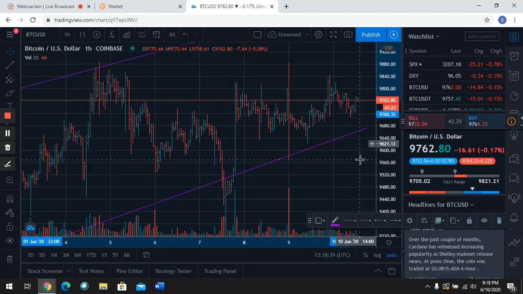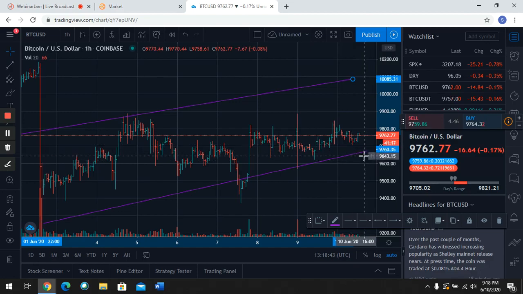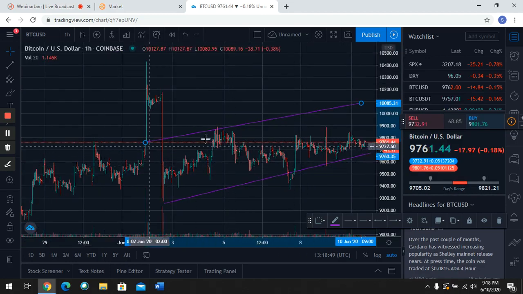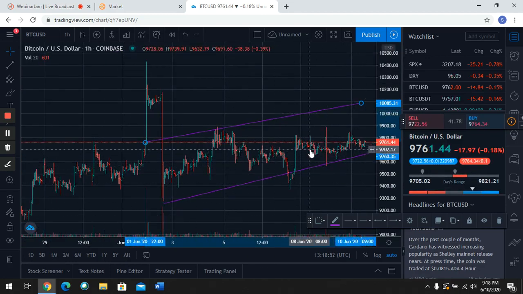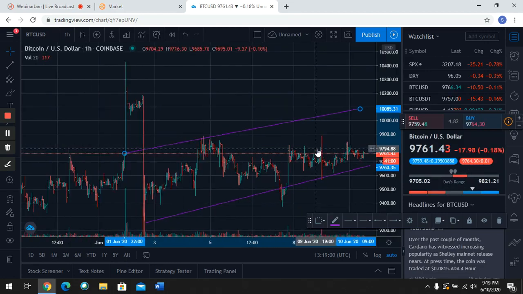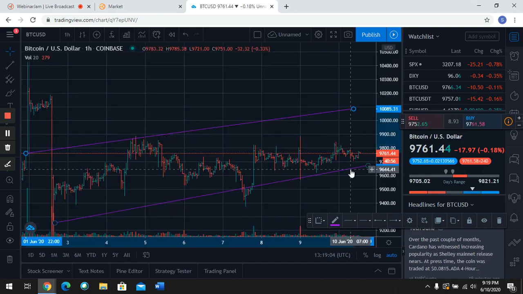If you can see now, the pattern is coming to a very close support level here. So I'm just drawing a support level based on this bar chart pattern. You will not get a clearer picture on the line chart, but on a bar chart and candlestick, you're able to see this picture clearly. The trend is coming near this support level.